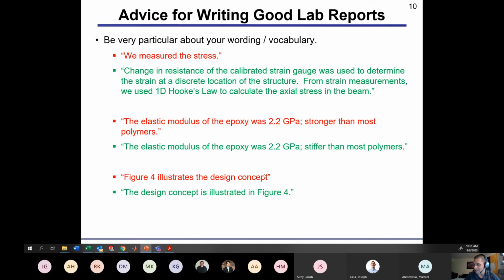Figure 4 illustrates the design concept. Again, this is an object-subject issue. Figure 4 can't illustrate anything. It's a figure on a paper. It doesn't have a pencil in its hand writing stuff down. What you mean is the design concept is illustrated in Figure 4. Figure 4 is the object of the sentence, not the subject. The design concept is the subject, and that is what is illustrated in the figure, which is the object. So again, be clear.